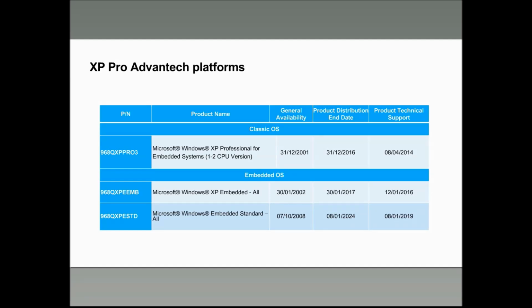For projects which are XP-based, you can also decide to switch to XP Embedded or Windows Embedded Standard 2009. There you can see that the technical support as well as the supply support is slightly longer than XP Pro. So these could be middle-way solutions before you migrate to a modern OS.